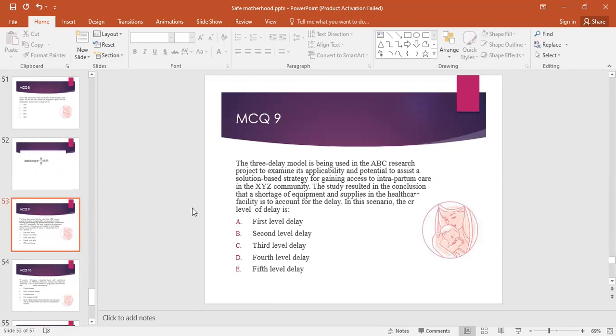The three delay model is being used in the ABC research project to examine its applicability and potential to assist a solution based strategy for gaining access to intrapartum care in the XYZ community. The study concluded that a shortage of equipment and supplies in the health facilities accounts for the delay. In this scenario, the critical level of delay is first level delay, second level delay, third level delay, fourth or fifth level delay. C is the right answer, third level delay.